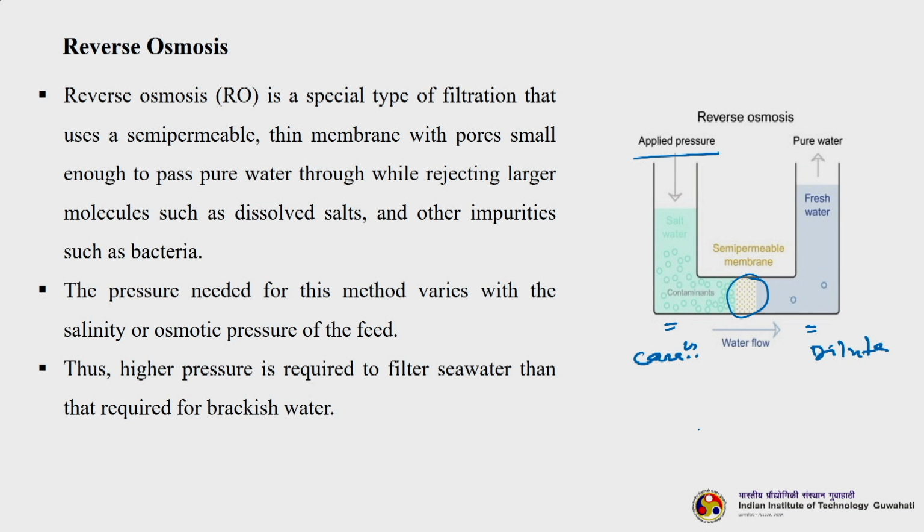Now, higher pressure is required to filter sea water than that required for brackish water. The reason is that sea water is more concentrated, almost 35,000 ppm. I am just talking about the sodium chloride concentration. In brackish water it is less, 5,000, 6,000.